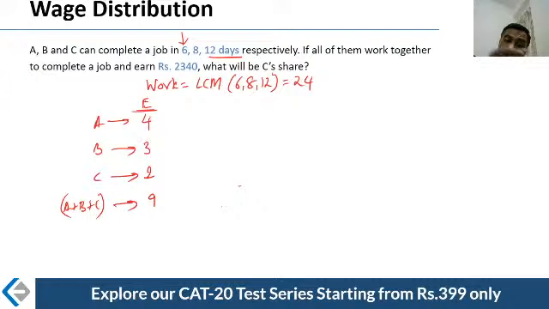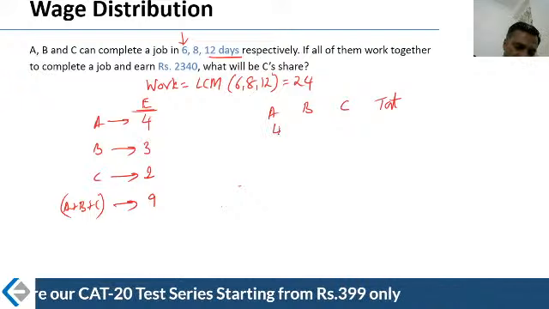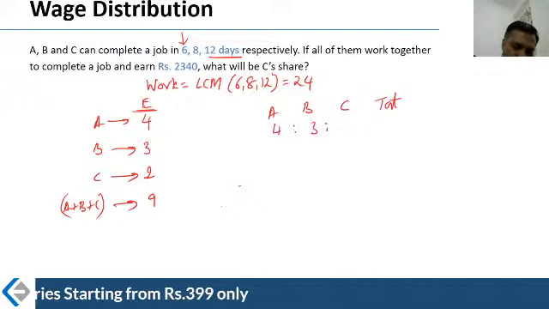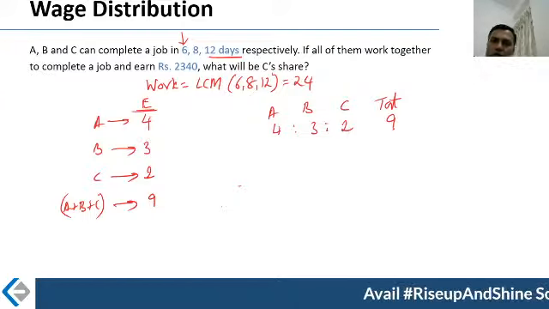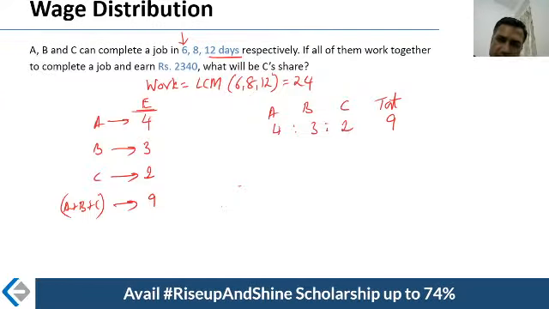So if the total, just like we used to do in the ratios, friends. That is A efficiency, B, C, and the total. Total is nothing but A plus B plus C. What is the ratio of their efficiency? It is 4 is to 3 is to 2. Therefore, what is the total? Total is 9. Which means if A can contribute 4 units per day, B can contribute 3, C can contribute 2. Together, they can contribute how much? 9.